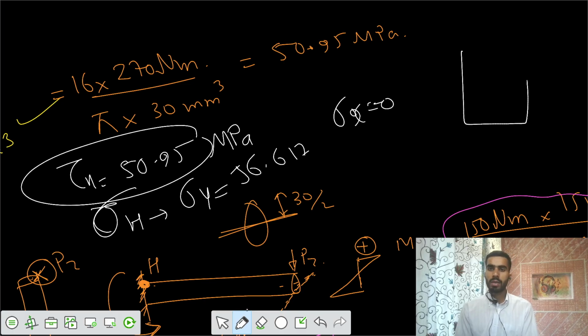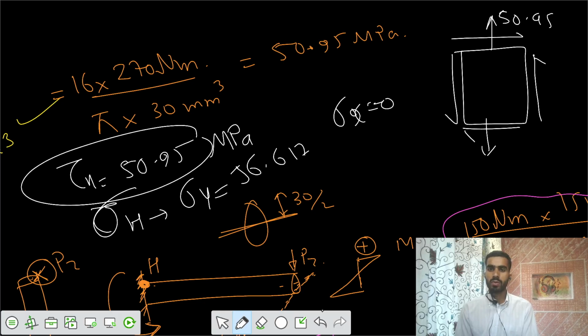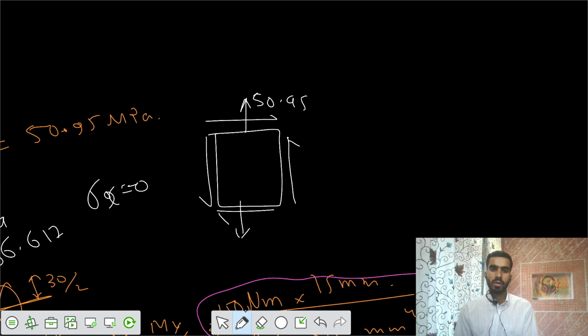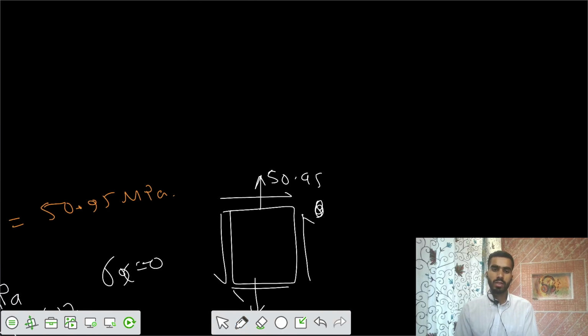So if I have that element now, there is some sigma in the vertical, sigma y is 56.617, and sigma in the x is 0, and tau xy is positive. So there's some positive tau equal to 50.95, and sigma y was 56.617. Now I can calculate the principal stresses and their location also.